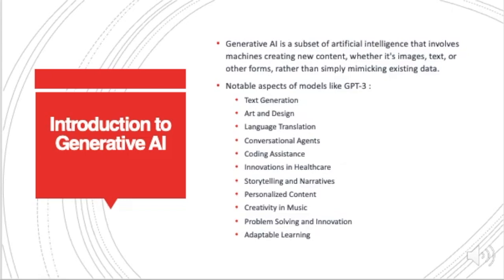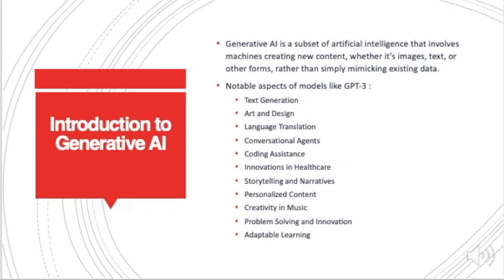Personalized content. AI can analyze user preferences and generate personalized content recommendations, whether it's for streaming services, news articles, or product suggestions. Many companies are using these features today. Creativity in music. AI models can compose music, generating original pieces, or even mimicking specific musical styles. This has implications for music creation and the potential for collaborative efforts between AI and human musicians.